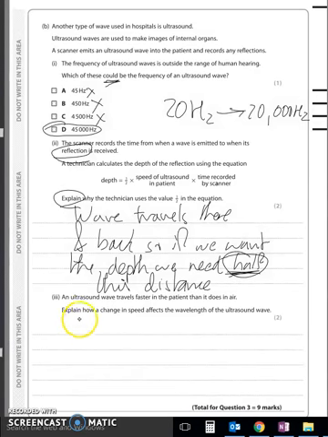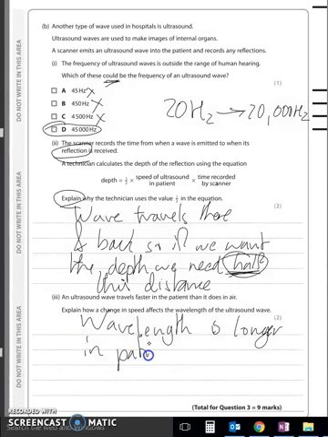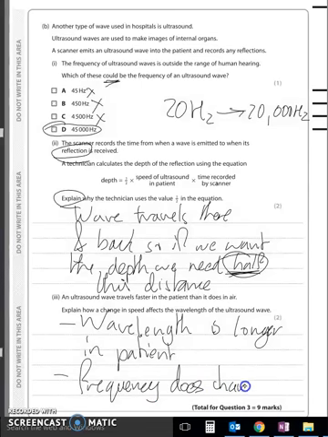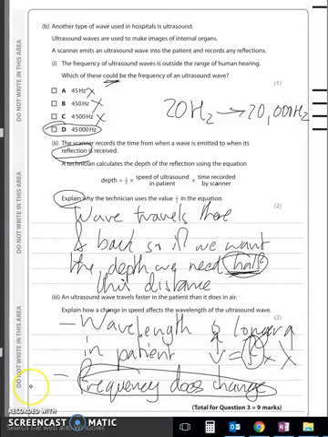So you need wavelength is longer in patient because it travels faster in the patient than it does in air. You should know that frequency does not change. Frequency never changes. So wavelength must be longer because we're going to use this equation: v equals f times lambda. If this doesn't change, and if this goes up, this must also go up. This is the part that was getting you the marks, to show that the frequency does not change. And that was question number 4.